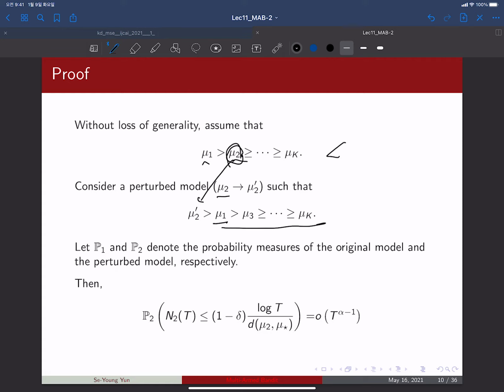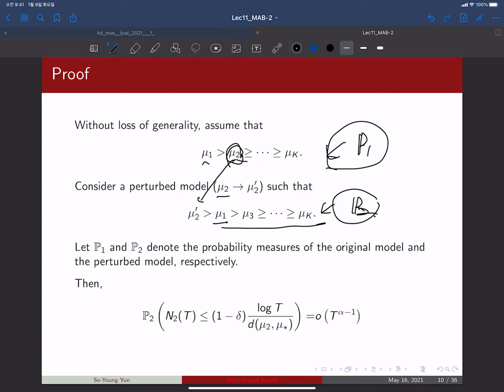So let's say this model is the P1 model, and this one is the P2 model, and all the rewards come from the P1 distribution when we follow the original model. All the rewards come from the P2 distribution when we follow the second model.